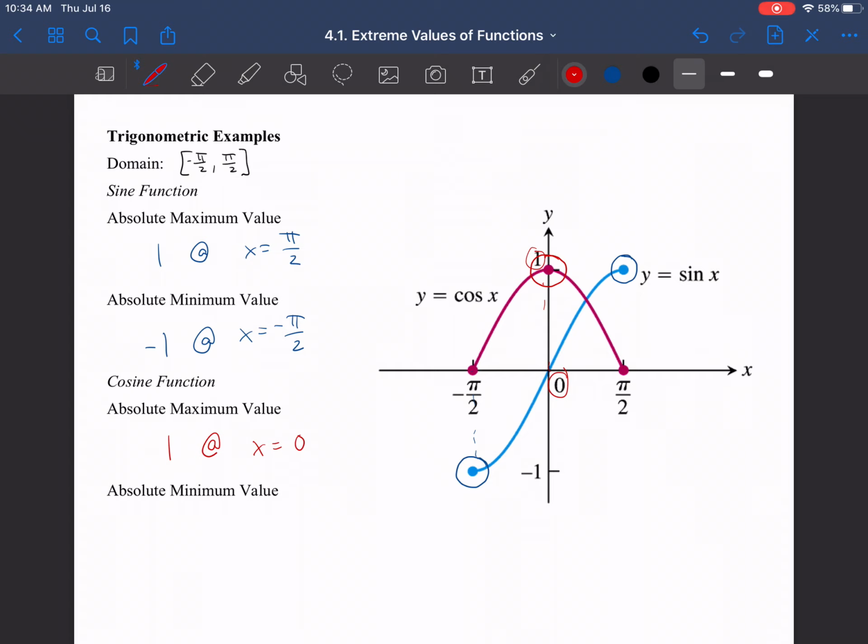The absolute minimum values, there's actually 2 here that are the same. It occurs here at negative pi over 2 and here at pi over 2. So it has a value of 0, right? We're here at 0 at x equals negative pi over 2. And we have a value of 0 at x equals pi over 2. So we actually have 2 places there that are basically tying for the absolute minimum.